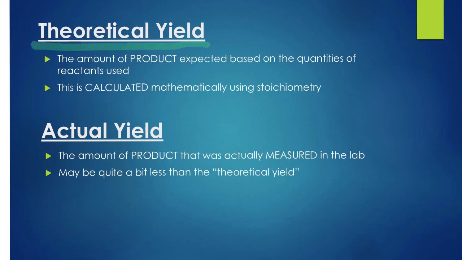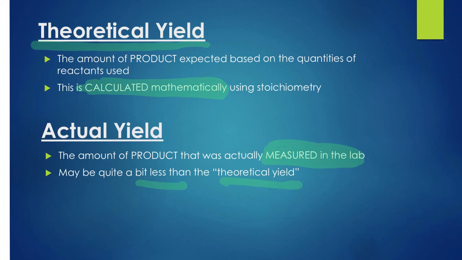A couple more vocab words to think about are, what we said, theoretical yield. This is based off of the math. Via stoichiometry, that's going to tell us how much in theory we should be able to produce. The actual yield is what was measured in lab, so that's the lab data on a chemical reaction. Almost always, it's going to be less than the theoretical yield.